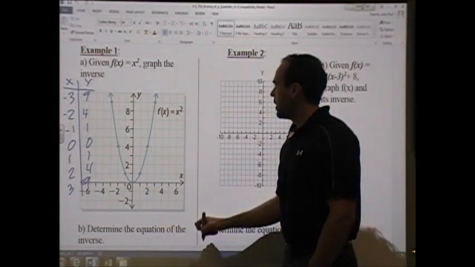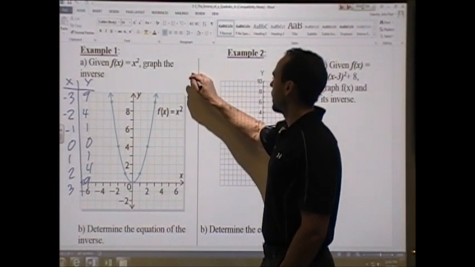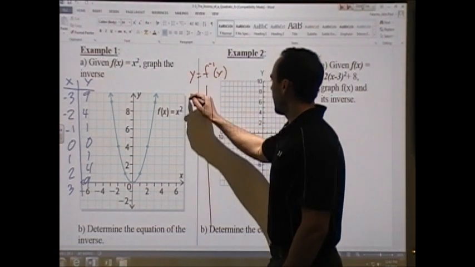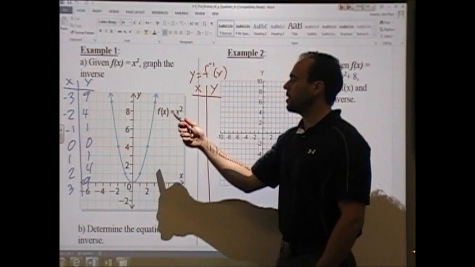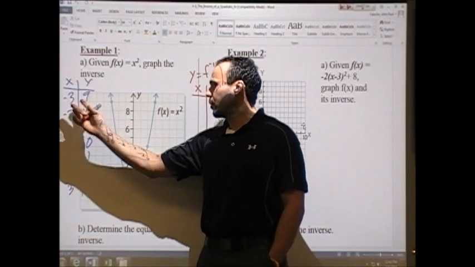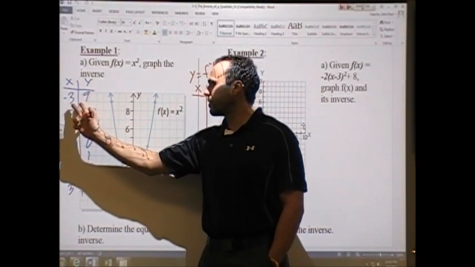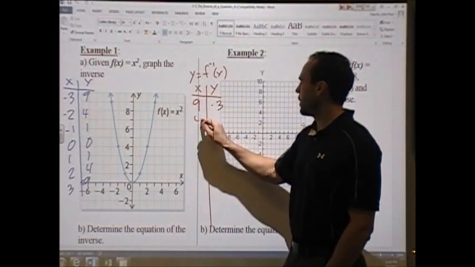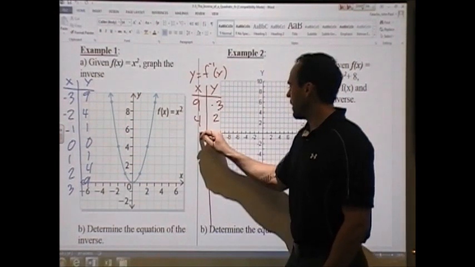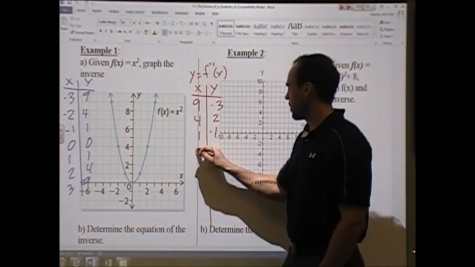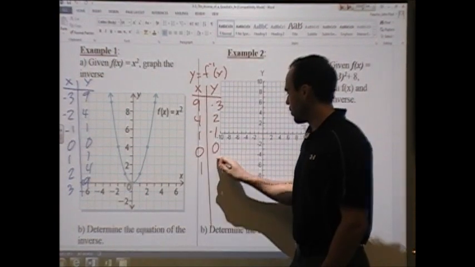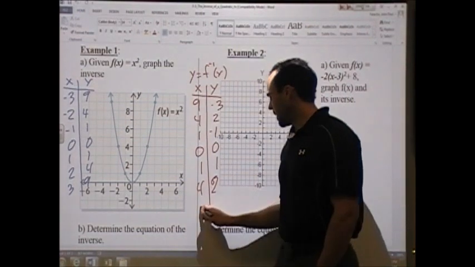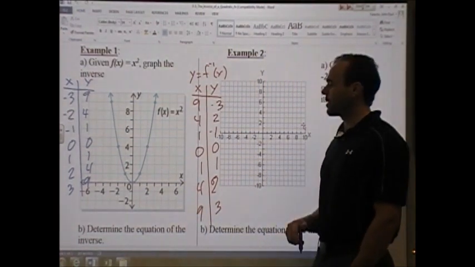If I want the inverse of this, I would simply invert these points. I have the original points already, so I invert them. The inverse of -3, 9 is 9, -3. The inverse of -2, 4 is 4, -2. -1, 1 becomes 1, -1. 0, 0 becomes 0, 0. 1, 1 becomes 1, 1. 2, 4 becomes 4, 2. And 3, 9 becomes 9, 3. So we're interchanging our x's and our y's.